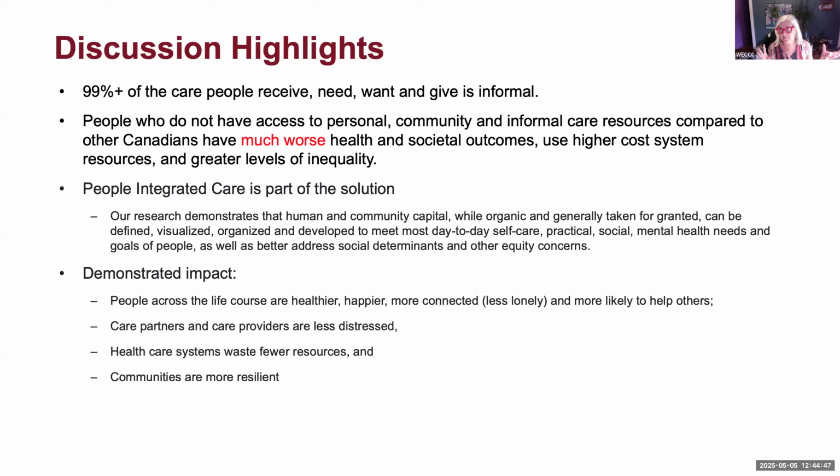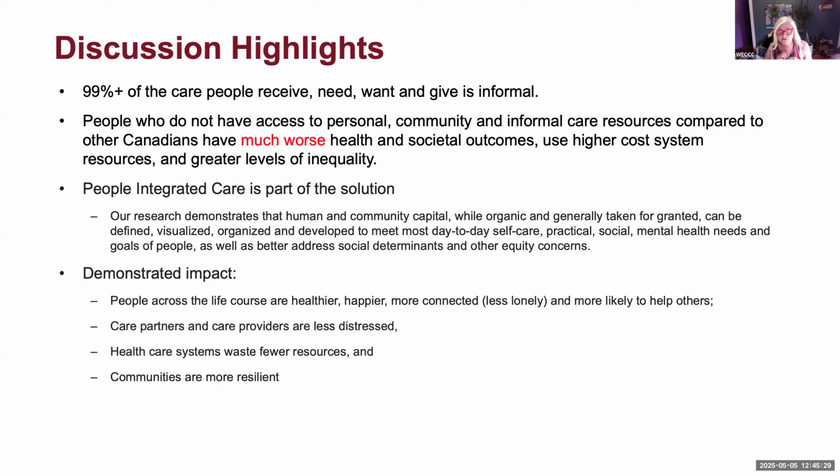So people who do not have access to their own personal community and informal care resources, compared to others, have much worse health and societal outcomes. They use health resources and social welfare resources at greater levels and experience greater levels of inequality. We don't really picture it that way, but we think that's the driver that differentiates those who have better outcomes from those who have the worst outcomes. So we think that this model of people integrated care is part of the solution.